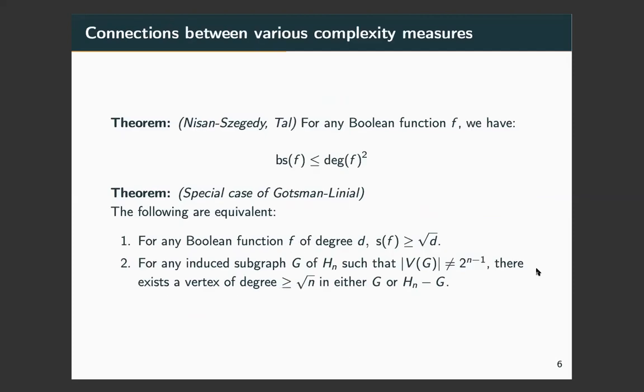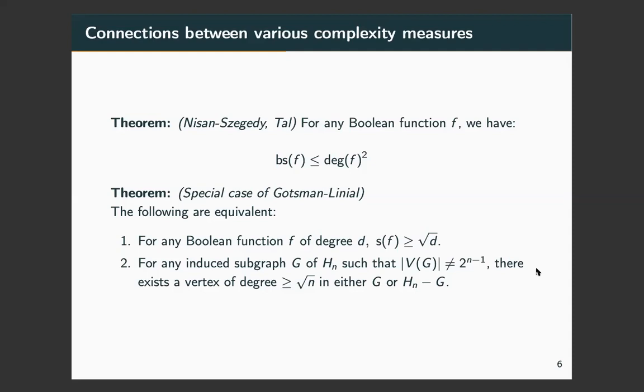In 1992, Nisan and Szegedy showed that for any Boolean function f, block sensitivity of f is at most 2 times degree squared. The proof of the Nisan and Szegedy theorem uses symmetrization of polynomials and Markov's theorem from approximation theory.